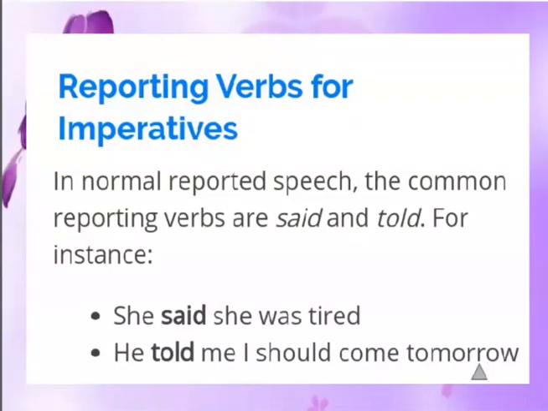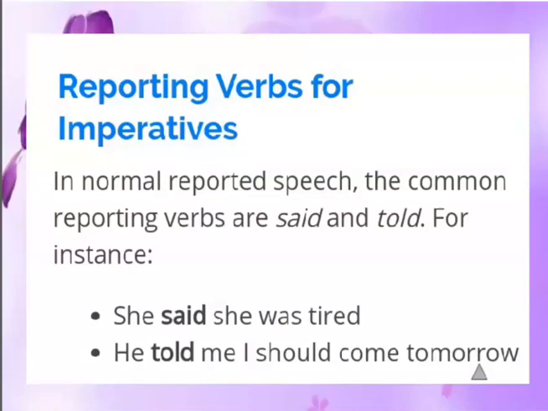Now listen to this. Reporting verbs for imperatives. That's the verbs that we use for imperative sentences. In normal reported speech, the common reporting verbs are said and told. Those are the ones we've been using previously for exclamatory sentences, for statements, and the other sentences. We've been using said and told. For example, she said she was tired. He told me I should come tomorrow.